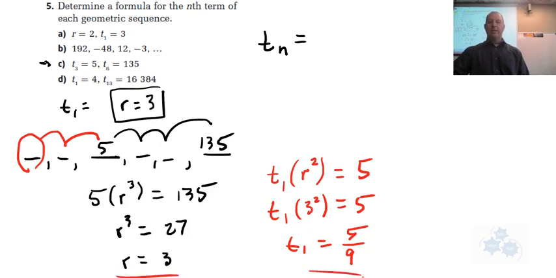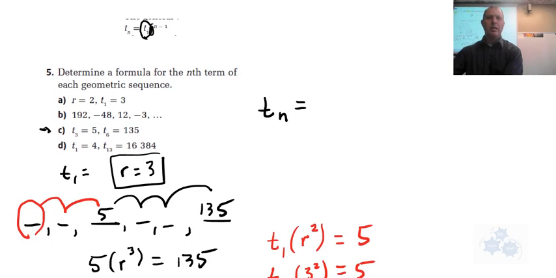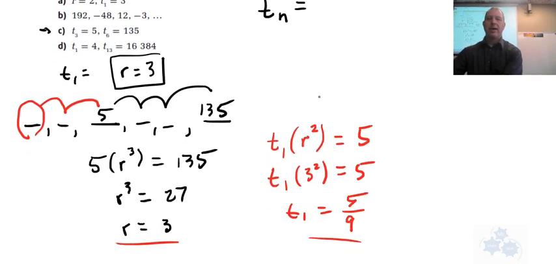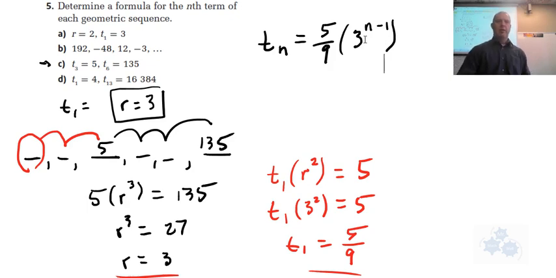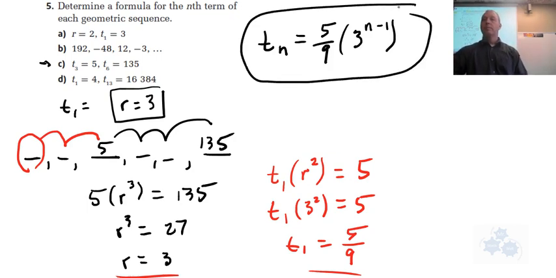So I think we've got what we need. We've got R and we've got T1, and that's all we need to write an equation, correct? So you go back there and you say T of n is going to be equal to 5/9 times 3 to the power of n minus 1. Does that look correct? Anybody that did that? You got that? Okay. Any other questions about 5 though?